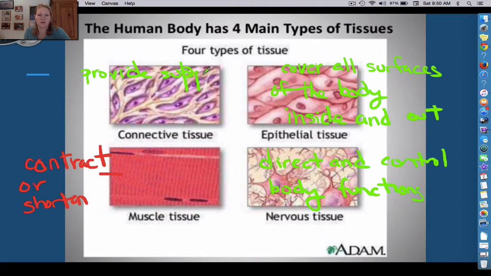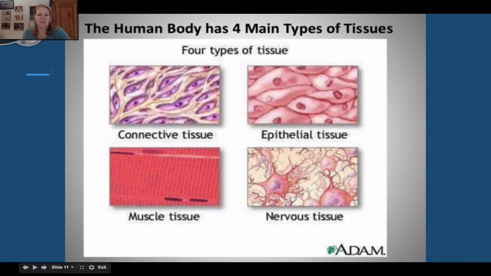It's kind of like this great matrixy kind of stuff that just keeps it all together. You know, it's like a web, I guess, that keeps everything together. Okay. So those are the 4 main types of tissues.